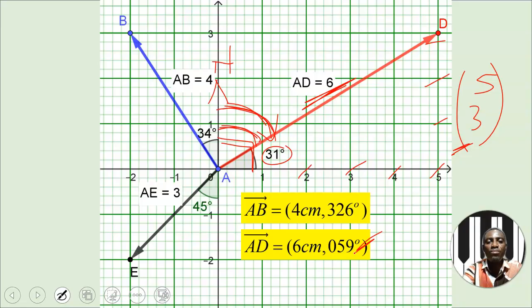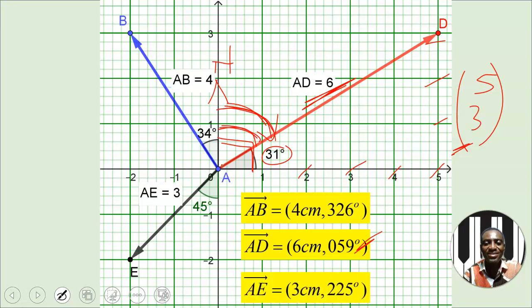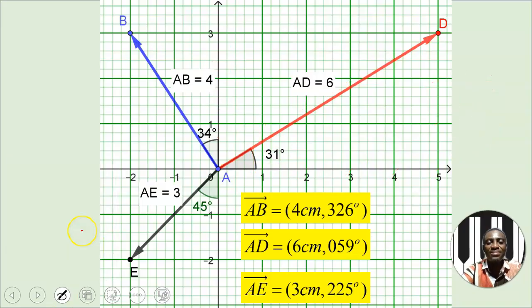Then the final one from A to E. A to E, what will be the answer? Pause the video and try and see. Okay, I'm sure your answer came as, did you get the answer? Okay, that's 3 centimeters, 225 degrees. How did we get that?